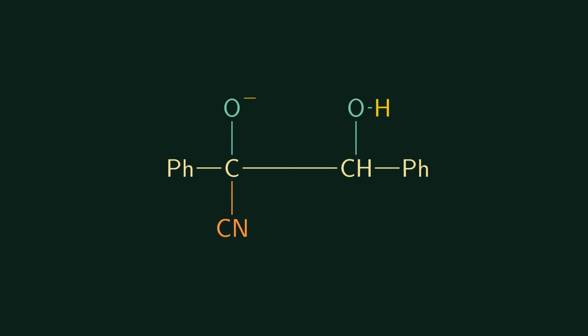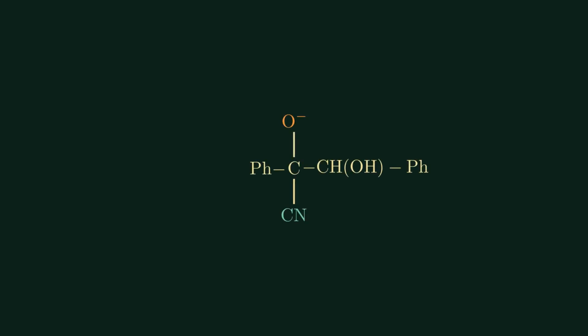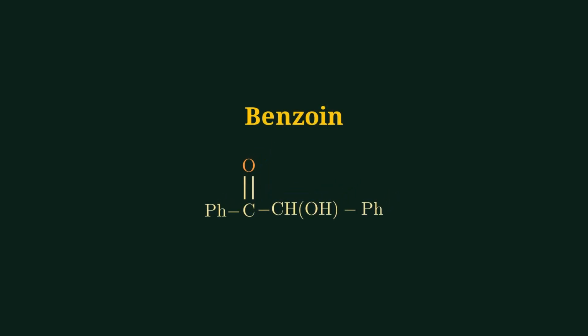However, the cyanide ion, having done its job of activating the first molecule, is now ready to leave. As the oxygen reforms its double bond, it kicks the cyanide group back out into the solution. The cyanide was never consumed. It was a ghost in the machine, facilitating the union and then disappearing. What's left behind is benzoin, a perfectly formed alpha-hydroxy ketone.